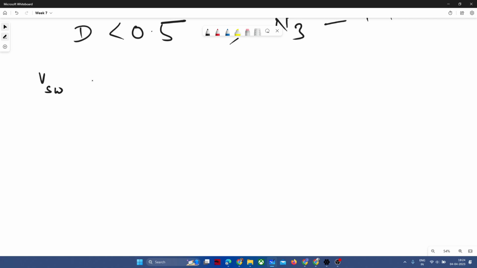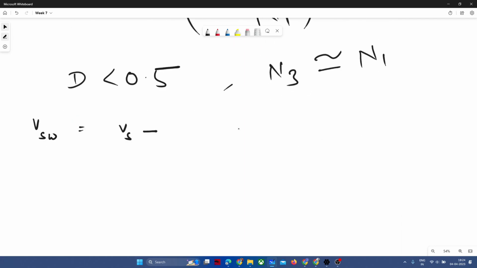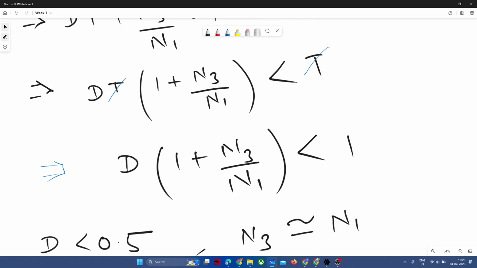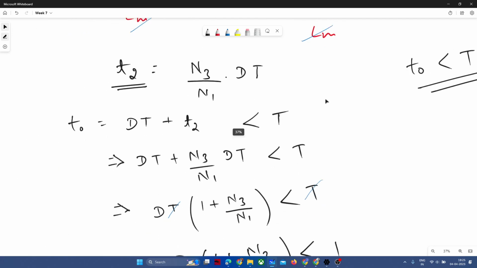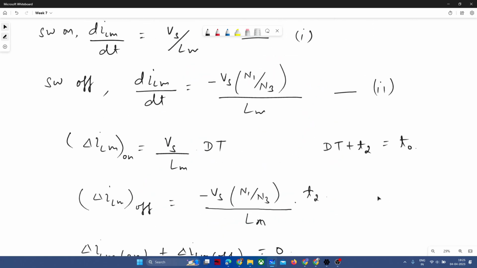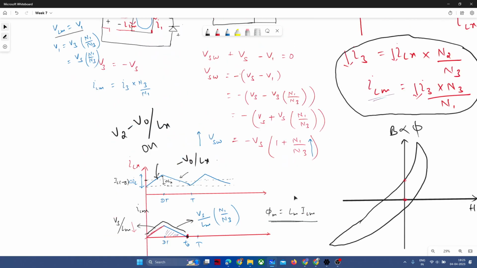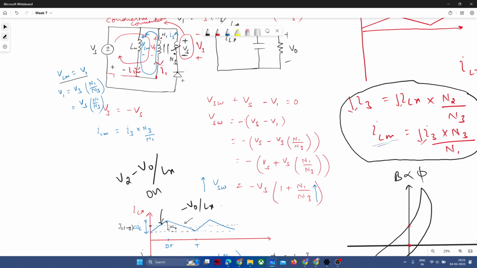So the switch voltage can be written as Vs minus, if you apply KVL across the circuit, Vs minus Vs into N1 by N3 when the switch is on. When the switch is on, let me show you the circuit once more. When this switch is on, the voltage across the switch will be Vs minus Vs minus V1, right?